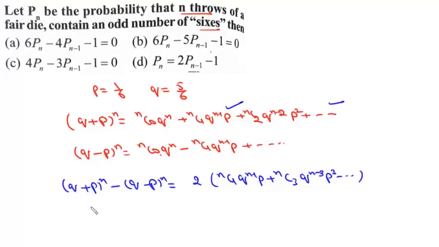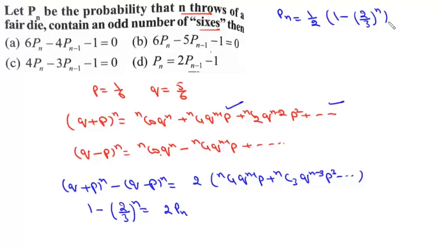Now p plus q is 1 and q minus p is 4 by 6, which is 2 by 3. So it will be this (2 by 3) to the power n, and this is equal to 2 times pn. So basically in this, pn is 1 by 2 into (1 minus (2 by 3) to the power n). Now if we look at pn minus 1, pn minus 1 will be 1 by 2, (1 minus (2 by 3) to the power n minus 1).